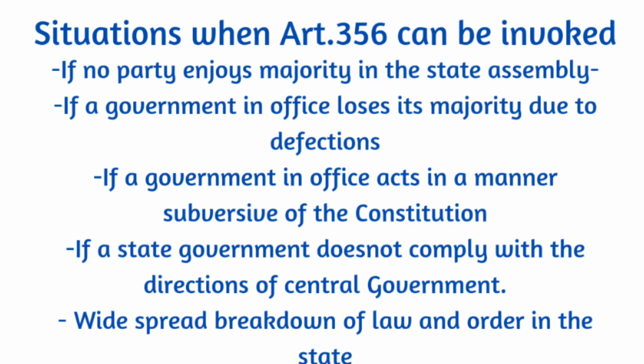They are: first, if no party has a majority in the state legislative assembly to be able to form the government. Secondly, a government in office loses its majority due to defections and no alternative government can be formed. Thirdly, a government may have majority support in the House, but it may act in a manner subversive of the Constitution. Fourthly, the state government does not comply with the directions issued by the central government under various provisions of the Constitution. Fifthly, security of the state may be threatened by a widespread breakdown of law and order in the state. So, in the first two situations, the decision has to be taken on the floor of the House, and as regards situations 3, 4 and 5, the governor may make a recommendation under Article 356 in his discretion.